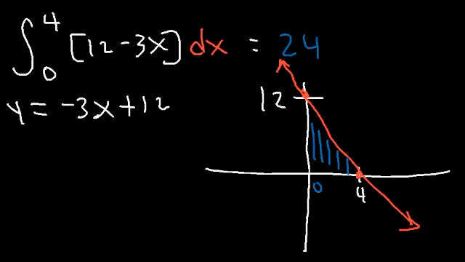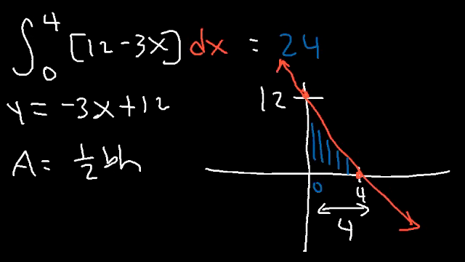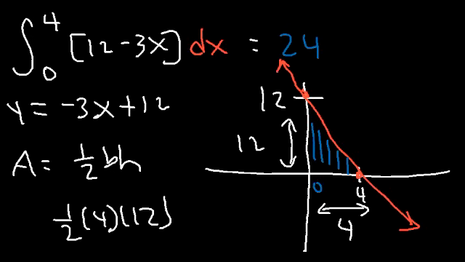But we can calculate the area of the shaded region by using the area of the triangle. The area of a triangle is 1/2 base times height. The base is 4. The height is 12. So it's 1/2 times 4 times 12. Half of 4 is 2. 2 times 12 is 24. And so you get the same answer.